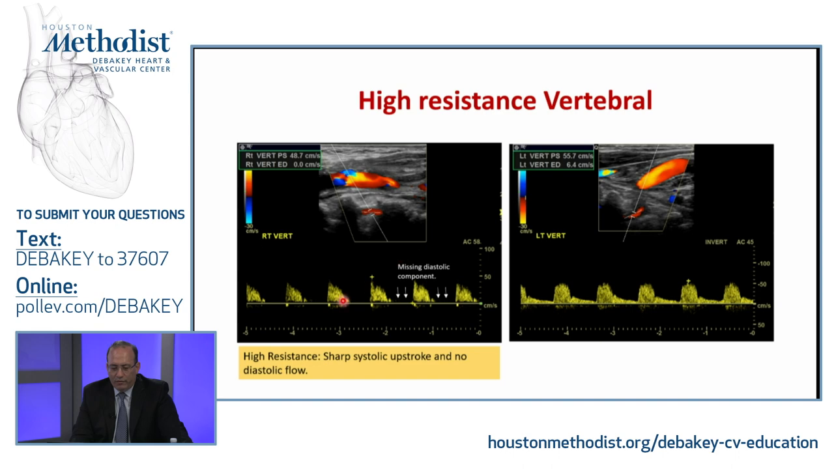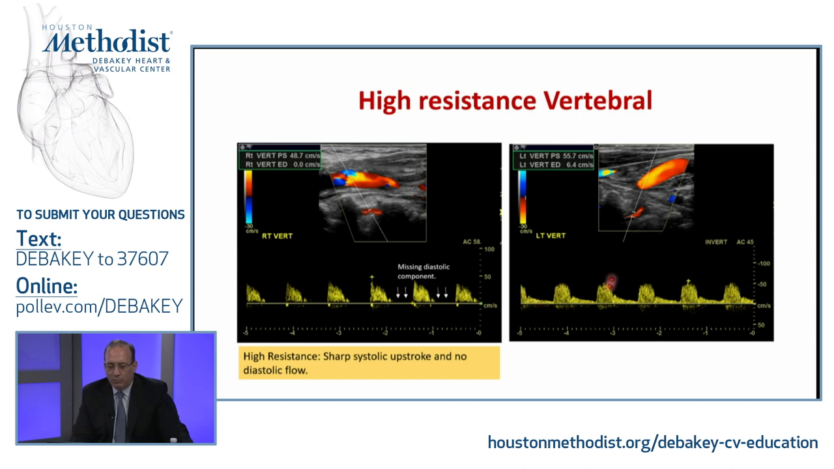Let's look at these both vertebrals. Again, I always like to look at the normal vertebral first because I want to establish my baseline. So you see a low resistance waveform, okay, with a rounded peak, so very low resistance here. What do we see on the right side? Peak systolic flow and return to baseline, hardly any diastolic component. This is almost like a staccato waveform, okay? So we know that there's an outflow stenosis within that right vertebral artery. This is a high resistance right vertebral artery, okay?